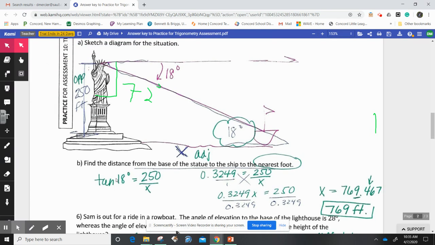So from here, you type in your calculator tangent of 18, you get 0.3249. And now I need to solve for this equation right here. So we're going to cross multiply, where it's going to be that times that equals that times that. Okay, so I cross multiply. I'm going to get 0.3249x equals 250. I'm going to divide both sides by that to get x is equal to 769 feet.